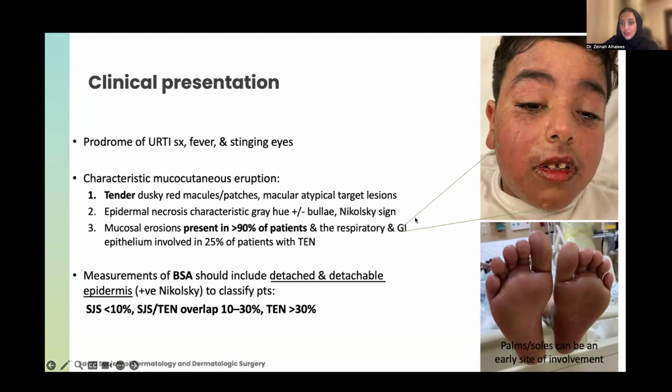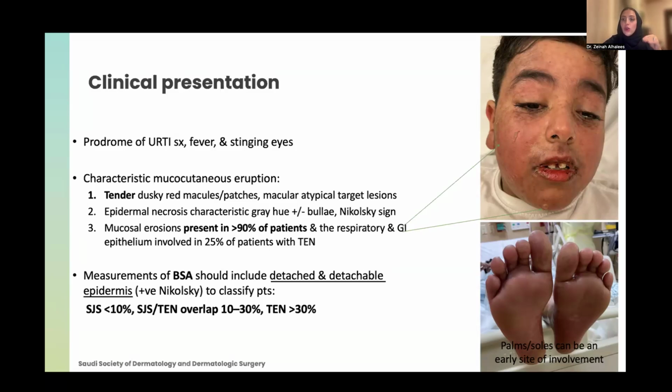And then obviously with severe SJS-TEN, so more with TEN, you can get respiratory and GI epithelium involvement in about a quarter of patients. So the measurement of body surface area is important. We need to include not only the detached skin, but the detachable skin as well by positive Nikolsky. Or you can look at the gray skin.